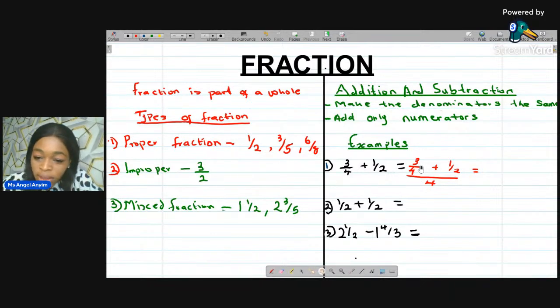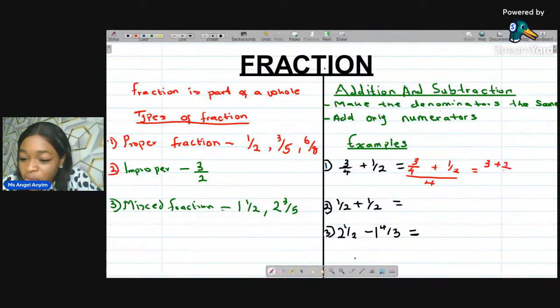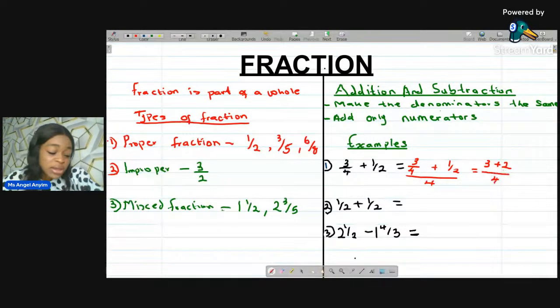Then, when you've divided, you use it to multiply the upper part. 4 divide 4 is 1. 1 times 3 is 3. So that's what we're doing here. So 3 plus, now you do the same for the second one. 4 divide 2 is 2, and 2 times 1 is 2. So you do the same thing. Then everything is all over 4.